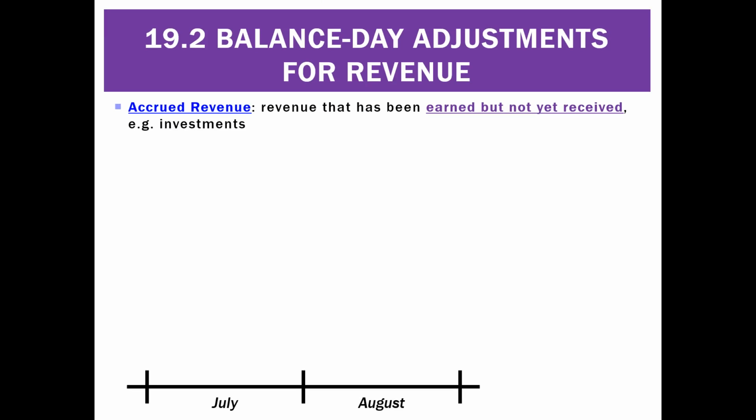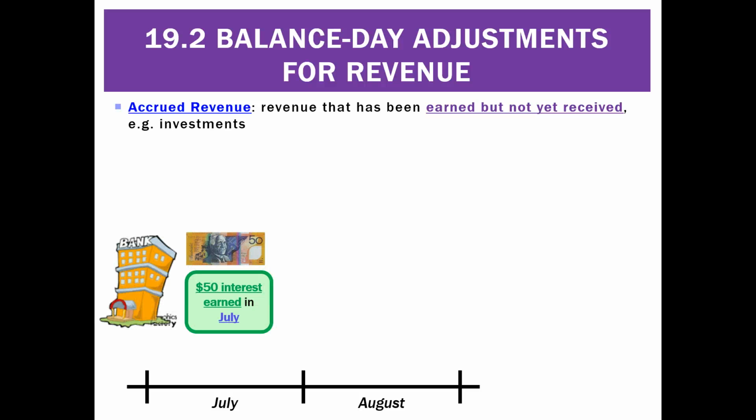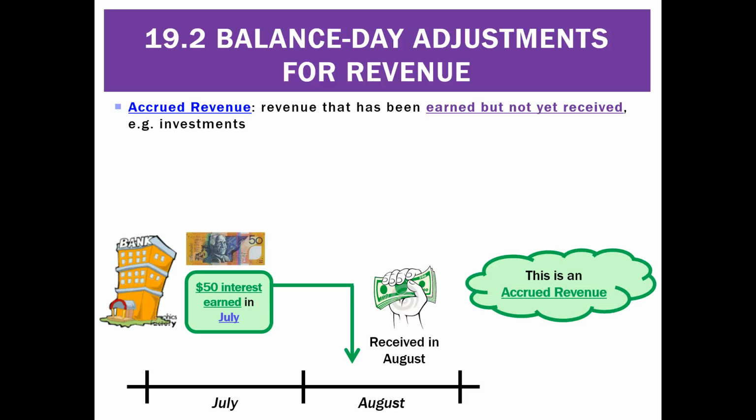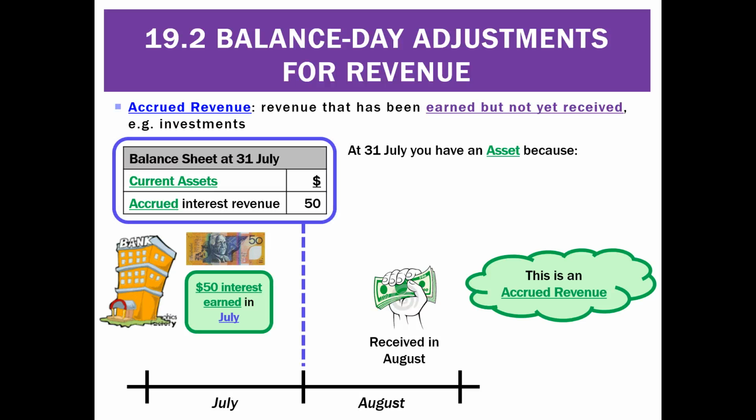The opposite could be an accrued revenue, and that's revenue that's been earned but not yet received. Probably the most common example would be interest. Let's say I'm earning $50 interest from the bank in July. Generally the bank doesn't pay that until the subsequent month, in this case August. So I would call that an accrued revenue, and at the end of July, if I was going to do a balance sheet, I'd say that's an asset. I've earned $50 interest, I just haven't received it yet.